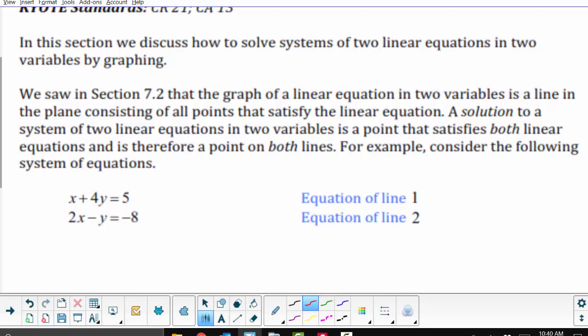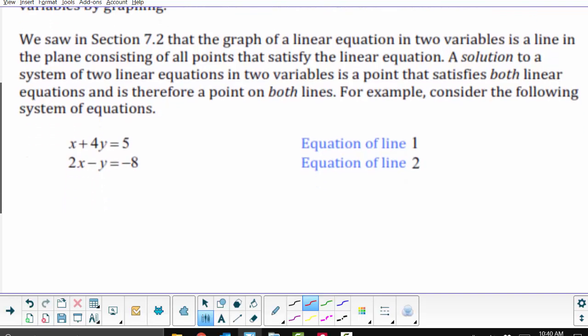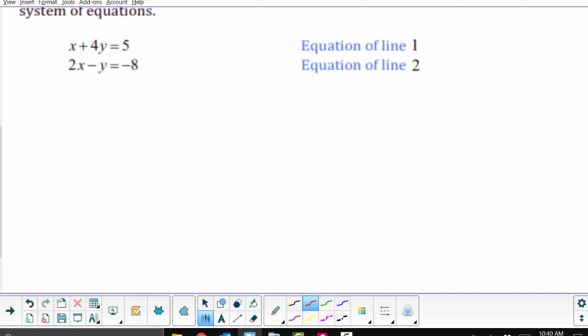So here's our first example. We want to graph these and we want to talk about its solution. So its solution would be where they intersect. If you're using a TI-84, we have to get these in slope-intercept form in order to be able to graph them. So I'm going to start off with that first equation of x plus 4y equals 5.